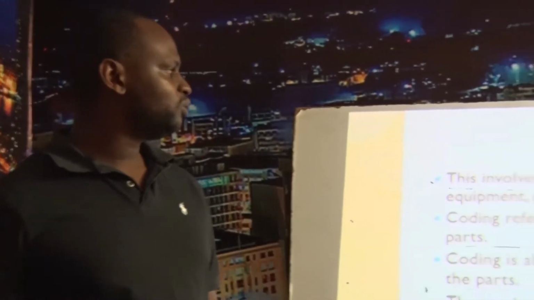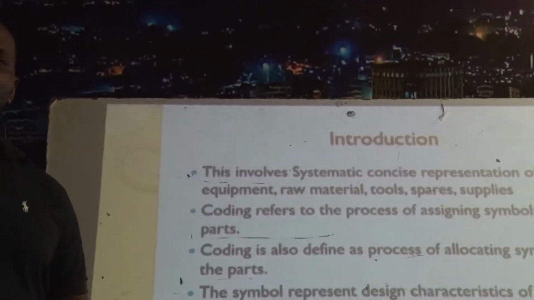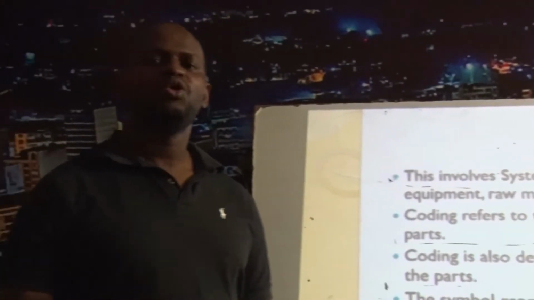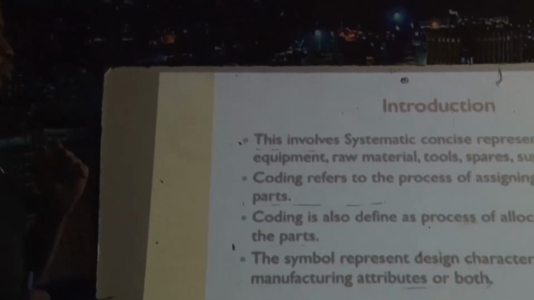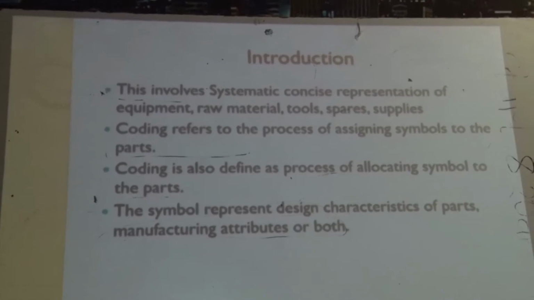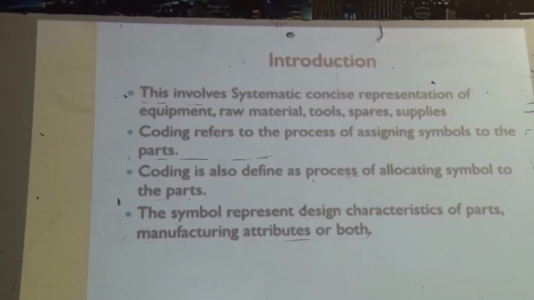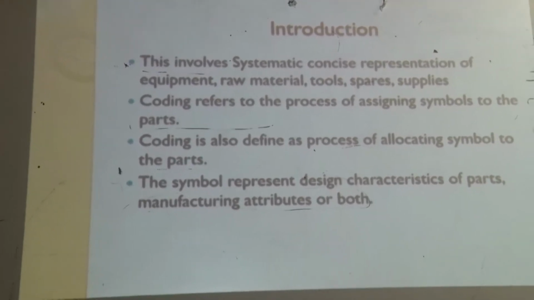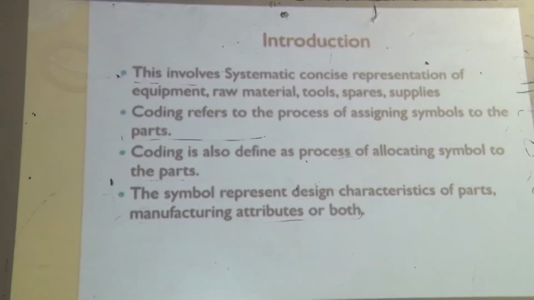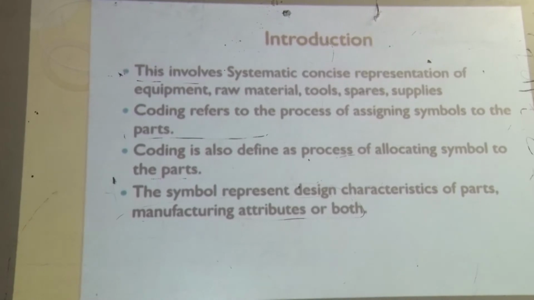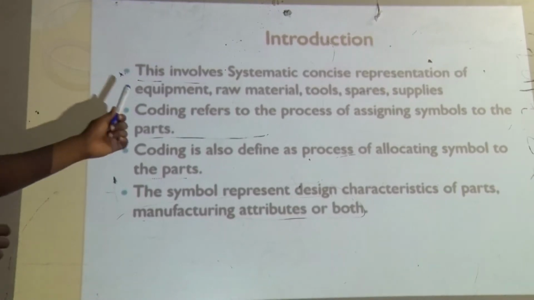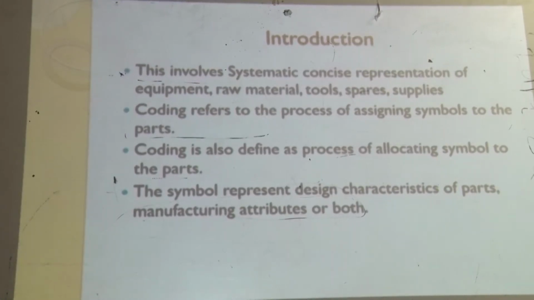So it's always important for you to label your materials, so that at the end of the day, you create a systematic way of identifying your materials in the store. So therefore, today I'll talk about material identification. Basically, material identification involves a systematic, concise representation of equipment, raw materials, tools, spare parts, and supplies in the organization. And by so doing, the best way to represent your materials is by the use of coding.